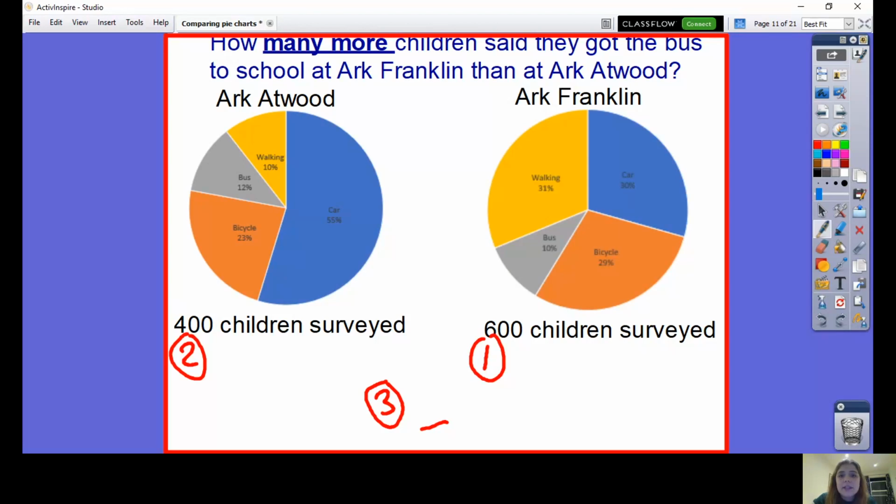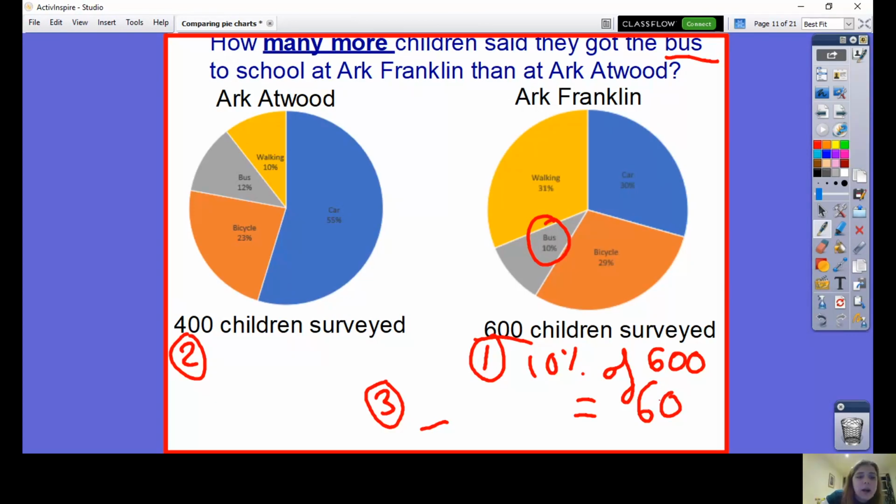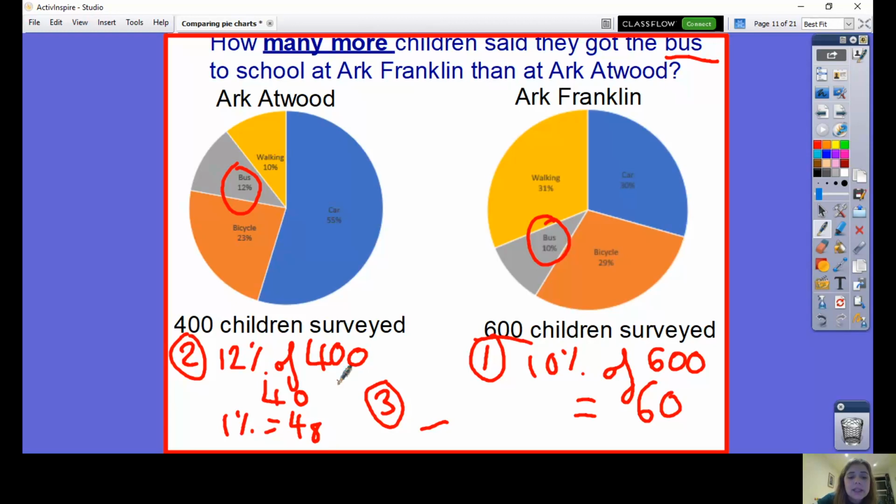How many children said they got the bus to school at Franklin? I can see the bus is here. I'm looking for 10% of 600. I know 10% of 600 will be equal to 60. How about at Atwood? I can see getting the bus to school was 12%. So I'm looking for 12% of 400. 10% is 40. 1% will be 4. 2% would be 8. So 12% is going to be 48.